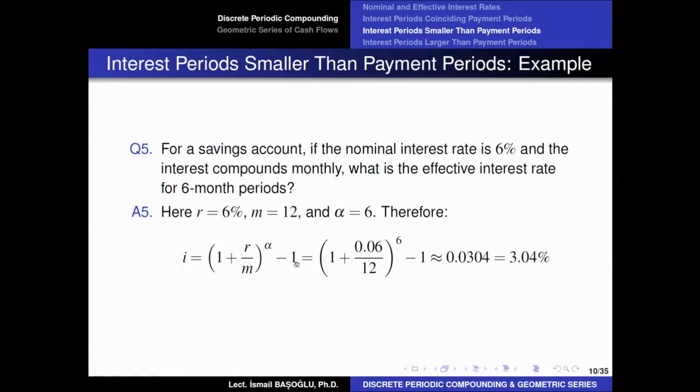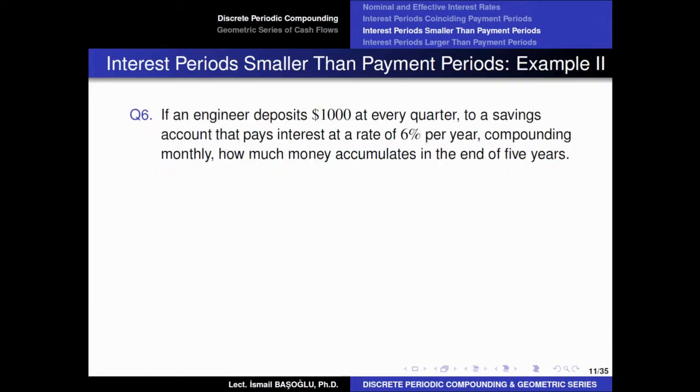And if you subtract 1 from that, you would get the rest as 3.04%, which will be the effective interest rate for 6 months. So this is how you calculate the effective interest rate for your payment periods. Now in this question, we can practice it a little further. This time we are actually going to solve a question related to this situation.